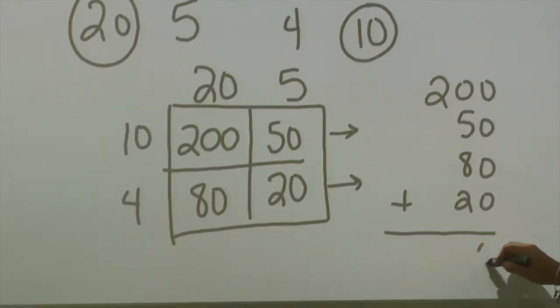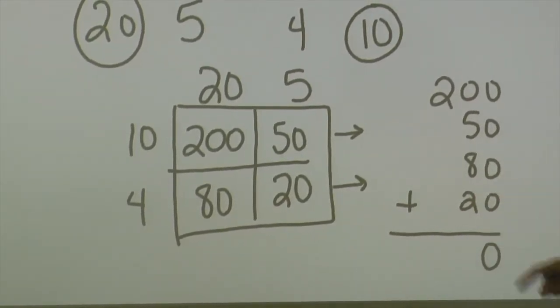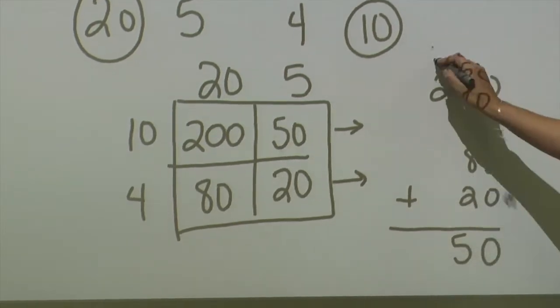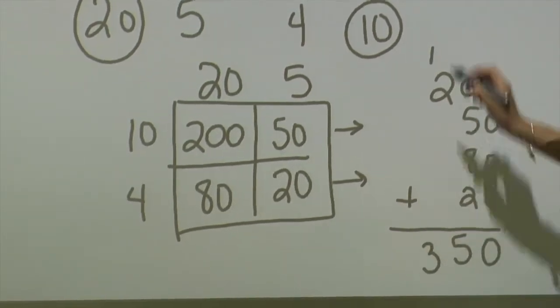0, 0, 0, 0 equals 0. 8 plus 2 is 10, plus 5 is 15. Carry your 1. 2 plus 1 is 3, and you have your final answer.